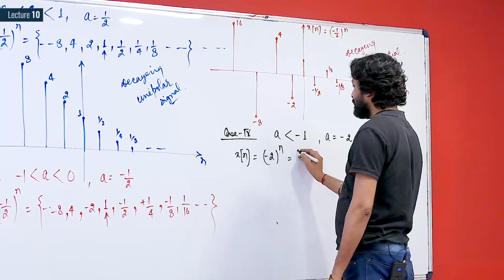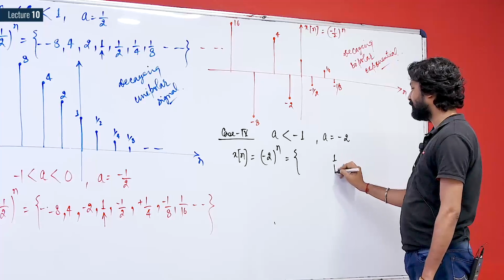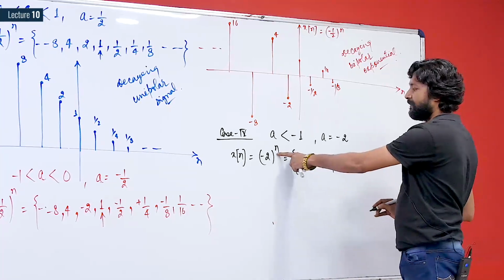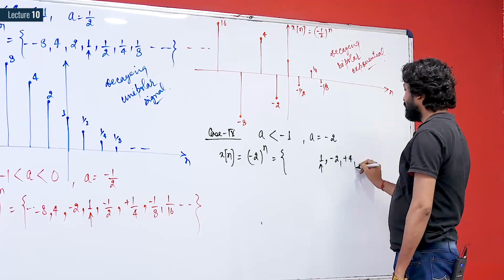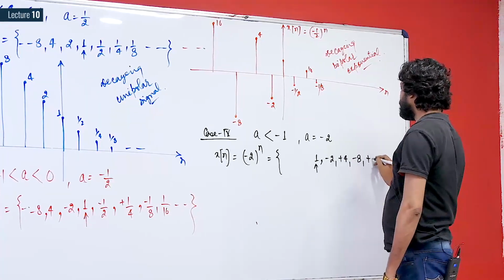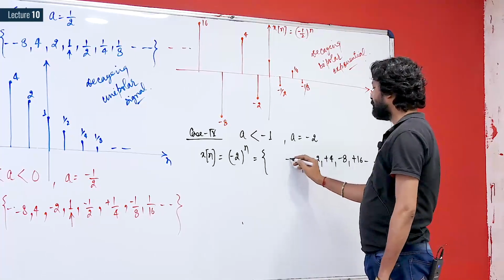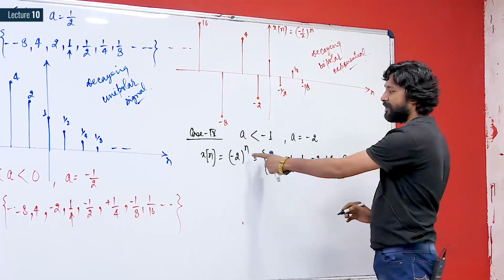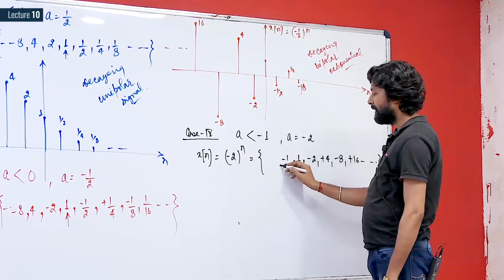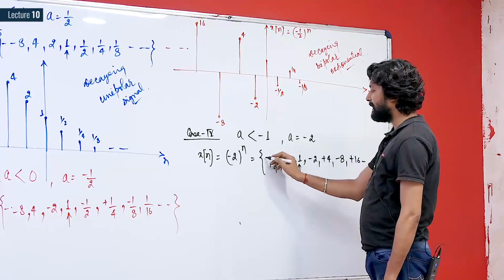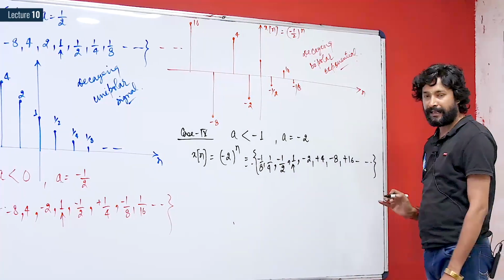If you see the values of the signal, at n equals 0 the value is again going to be 1. At n equals 1, the value will be minus 2, at n equals 2 the value will be plus 4, then minus 8, then plus 16 and so on. On this side, you will have values like minus 1 by 2. If you put n equals minus 1, then it will be 1 upon minus 2, that is minus 1 by 2, then plus 1 by 4, then minus 1 by 8 and so on. This signal exists from minus infinity to plus infinity.